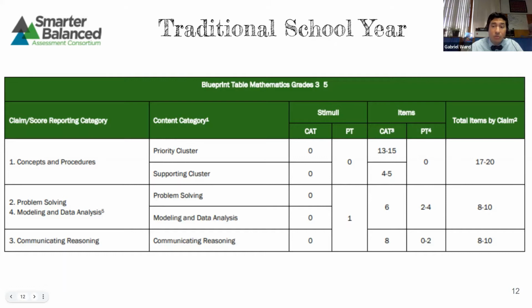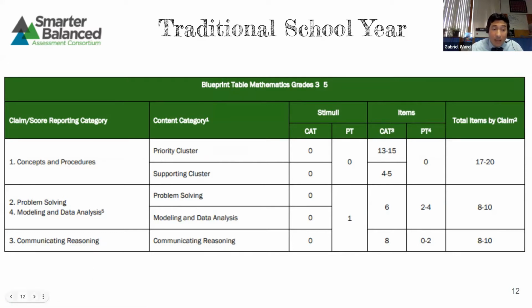Now in a traditional school year, you will see the total number of items that are assessed by claim. So if you look right here on this left-hand side, what we're looking at are the various claims. And I told you that there are 4 in addition to the one overarching. And then if you look over the far right side, it says, based on that claim, here's how many items my students could expect to encounter. So if you look far right over here, just real quick, we see about 20 items for claim 1, about 10 items for both claims 2 and 4, and another 10 items for claim 3.